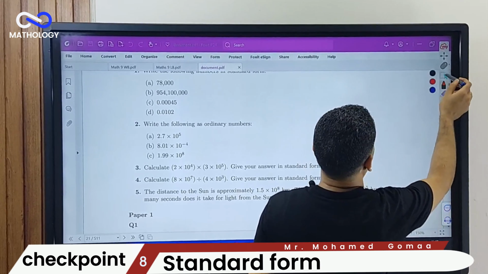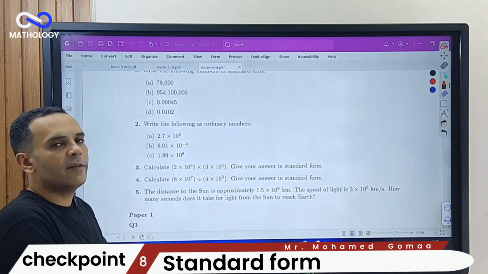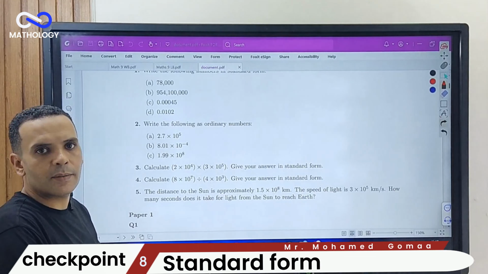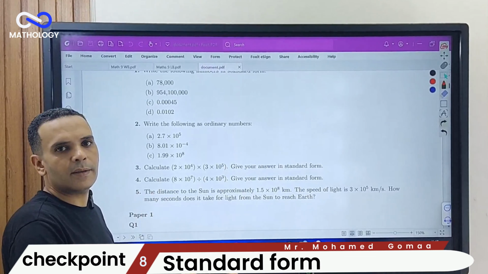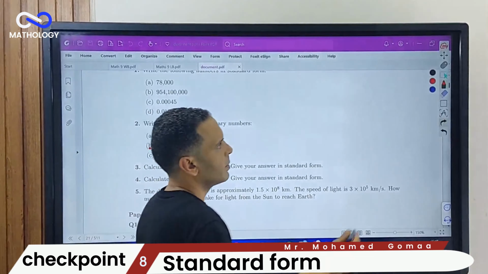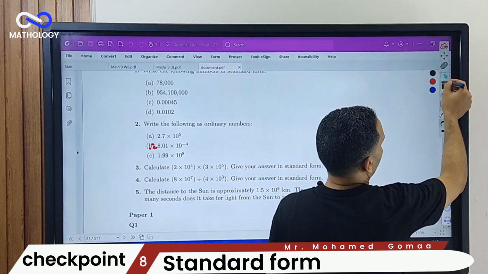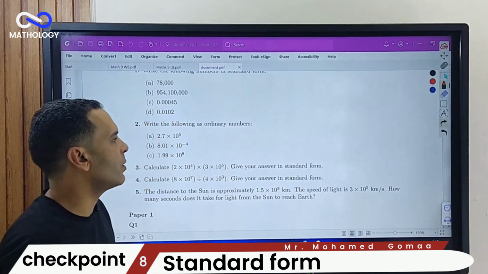Multiply by 2.7 multiply 10 power 5. 10 power 5 means 100,000. So when you multiply by 10 or 100 or thousands or 10,000, a 1 and zeros, you have to move the decimal point to the right. When we multiply, we move the decimal point to the right. When we divide, we move the decimal point to the left.